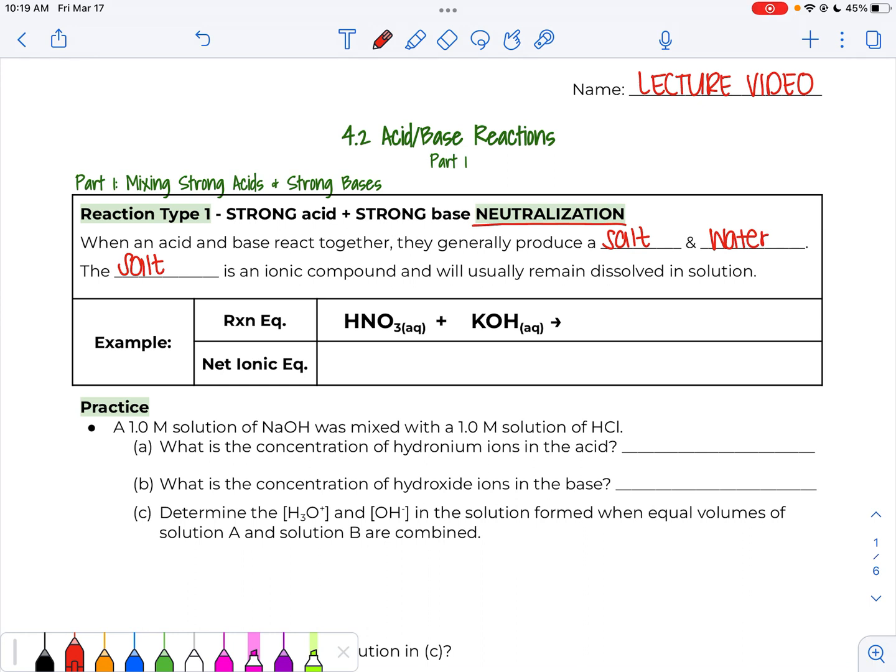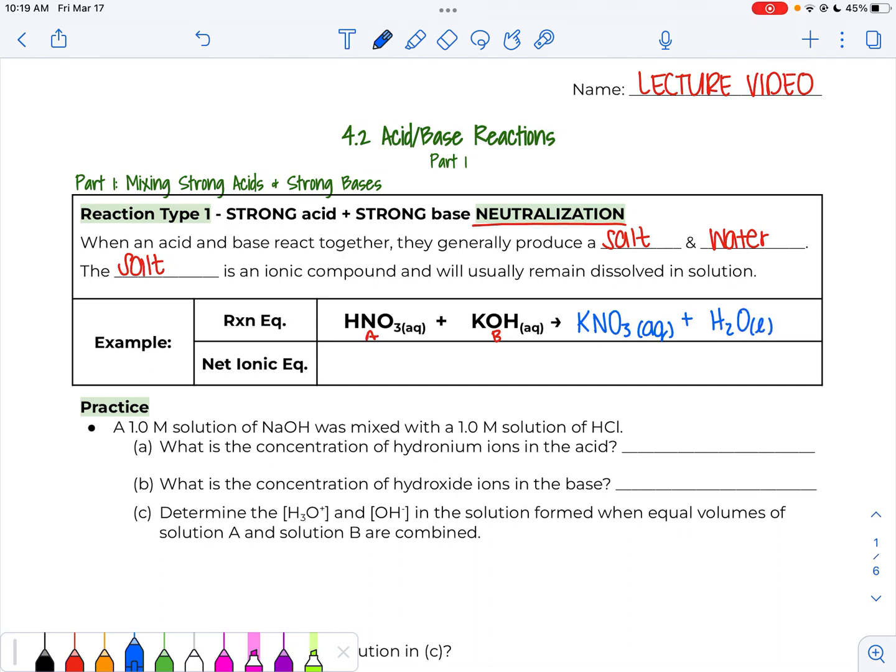So if you take a look at our example reaction, we've got nitric acid, HNO3, reacting with potassium hydroxide, KOH. So this is a strong acid and a strong base. We have our acid here, we have our base here. These two things are going to react together. So what's our salt going to be? We'll take the cation from one, the anion from the other, throw them together, and we get KNO3, potassium nitrate. That will stay dissolved in solution, and we're going to form water, H2O, as a liquid.